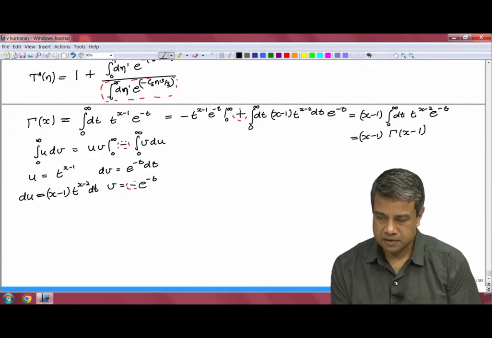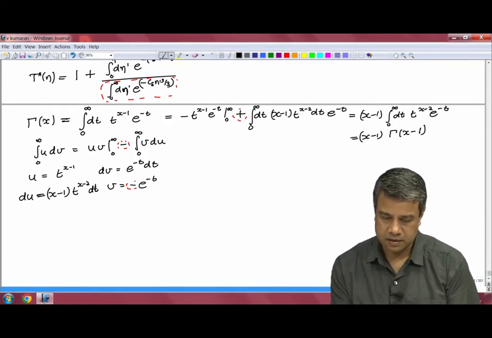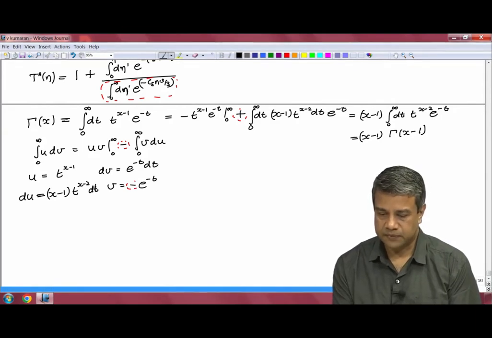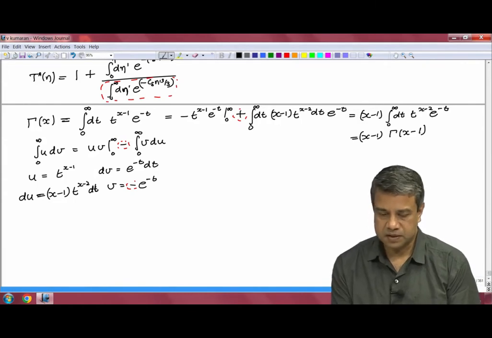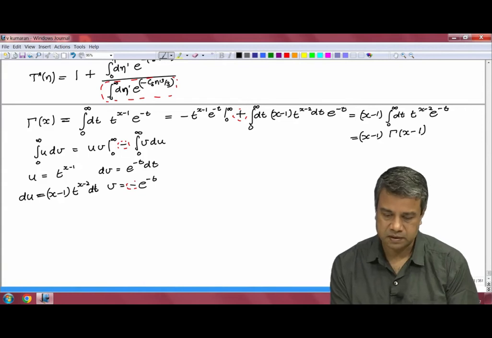So, you can apply this once again. Gamma of x minus 2 appears as the next term, and you can keep getting higher and higher terms in the series. So, this is a recurrence relation for the gamma function.